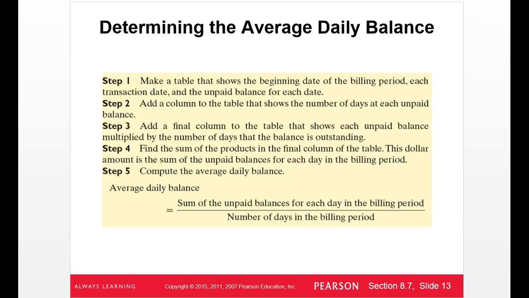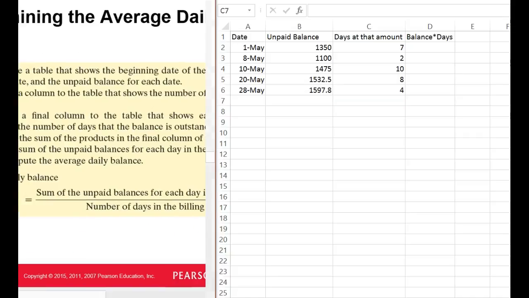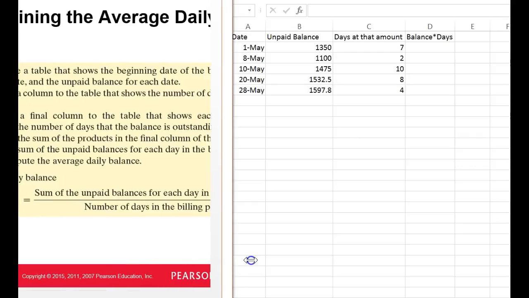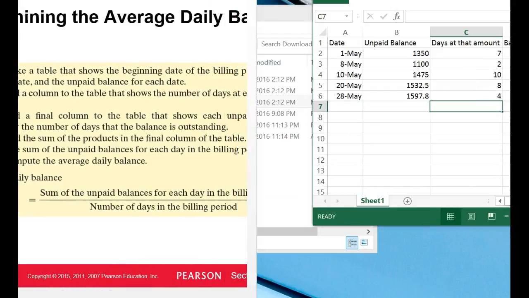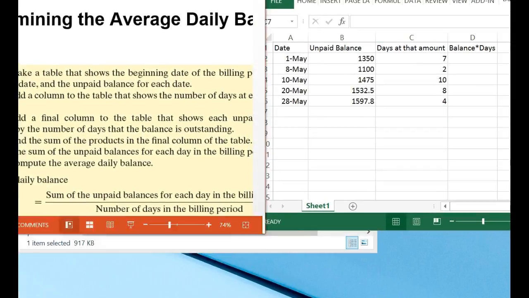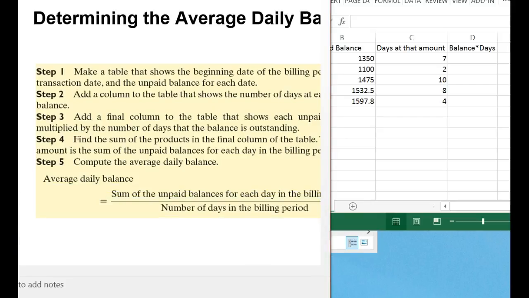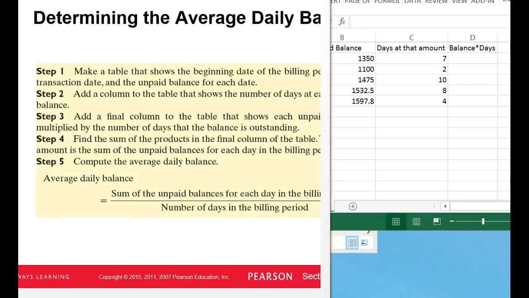All right, so there's average daily balance. I would do this in Excel. Make a table that shows the beginning date of the billing period, each transaction date, and the unpaid balance for each date. Then it says to add a column that shows the number of days at each balance, and add a final column that lets us multiply these things together.